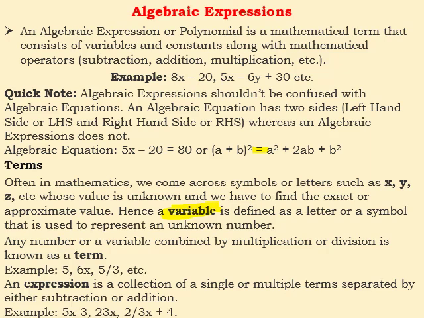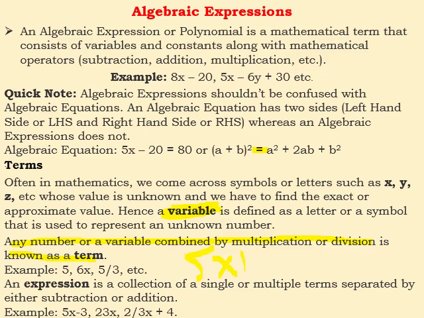Any number or a variable combined by multiplication or division is known as a term. For example, 5, 6x, 5 by 3. These all are terms. You may wonder why 5 is a term. 5 is actually a constant term because 5 can be written as 5 into 1, isn't it? Multiplied. 6x means what? 6 into x. Fine. Okay. An expression is a collection of single or multiple terms separated by either subtraction or addition.